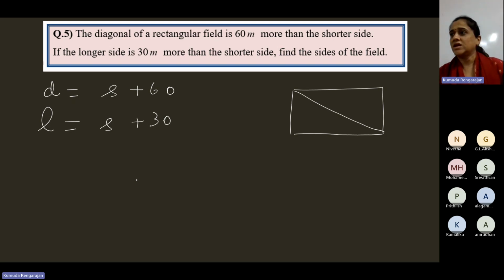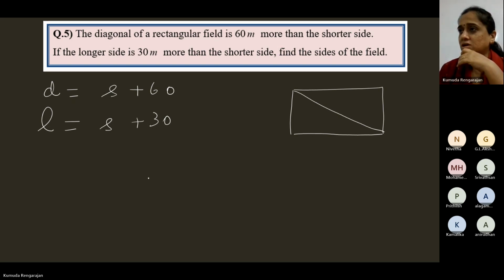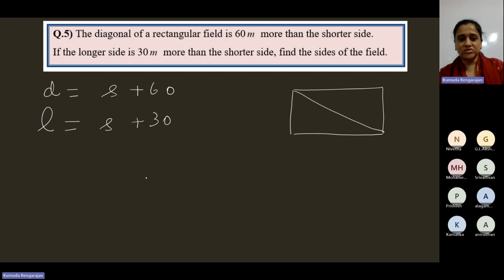So there are three things, and we know that we can connect these three things by Pythagoras theorem. That's how we're going to construct the equation. In this question, we have information only for assumption. For the equation, there is no information here. So there is a default condition, and that is Pythagoras theorem. It will connect the length, breadth, and the diagonal.